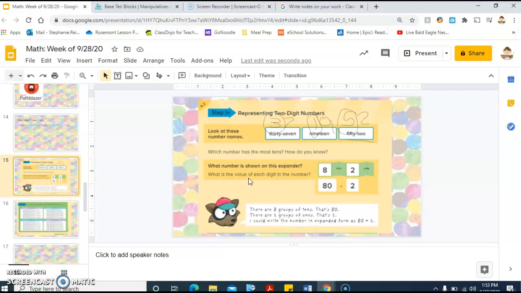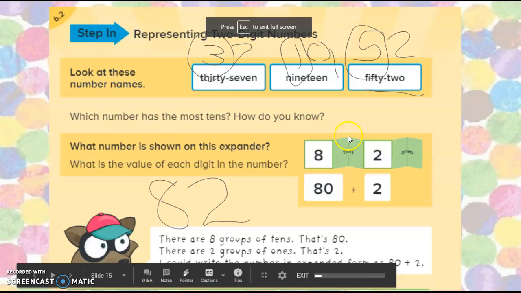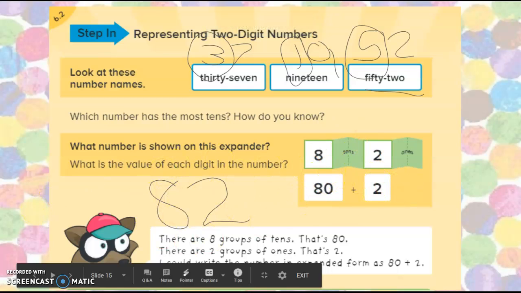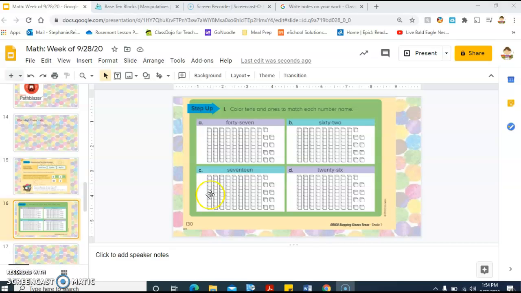I'm also going to show it written in its number form. It'd just be 80 and 2. So that's the way that we've been practicing it a lot. This number here, 80 plus 2 equals 82. Now let's look at this practice. It says color tens and ones to match each number name. So first for A, I have 47.